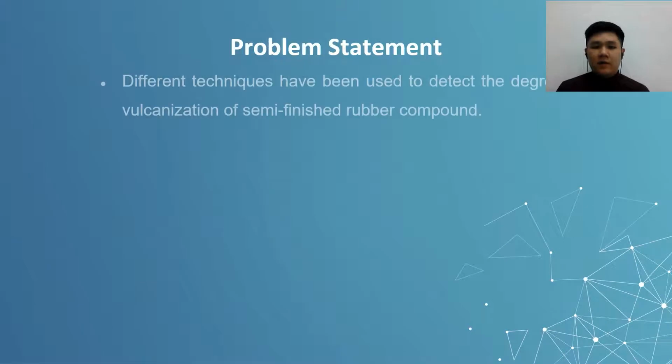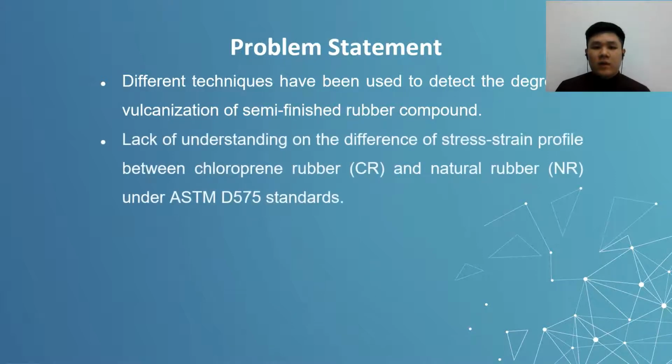Problem statement. There are a few techniques used to detect the degree of vulcanization of rubber compound, like the dynamic mechanical analysis or the Mooney viscosity test, but we lack understanding of the difference of stress strain profile between polychloroprene rubber and natural rubber under the ASTM D575 standards.